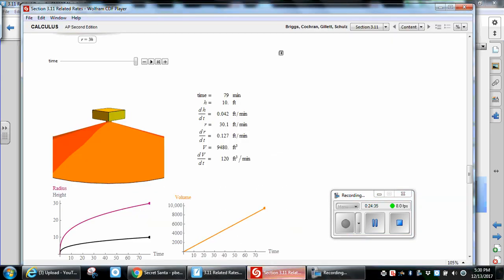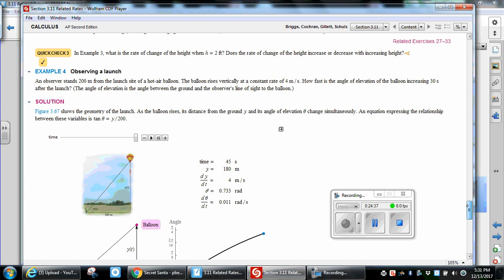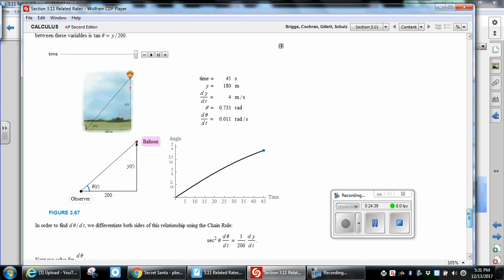So if we go here, that was the one for the pile of dirt. And so here is the balloon. And here's the image of how the triangle looks after the balloon has reached that point right there. But let's see how it will look. So I'm going to reset it. Now the balloon is here on the ground. And so we're going to play. The balloon is going to be going up, up, up. And you're going to see this angle going from 0 to increasing.